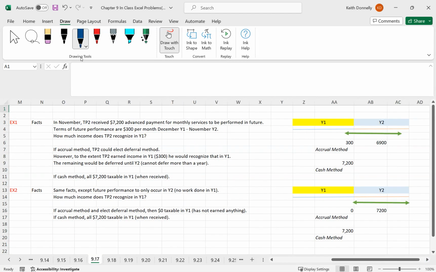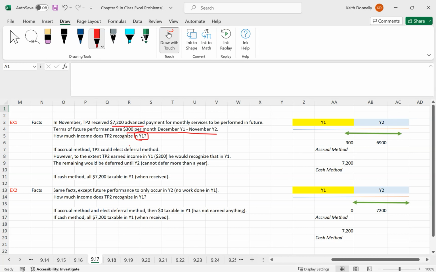Okay, so in November, year two, we have a taxpayer. They receive $7,200 advance payment for work to be performed in the future. Terms of the future performance are $300 in December, year one, through November, year two. That green arrow, that's the work, over the time we're going to do it. They want to know here, how much do we recognize in year one?